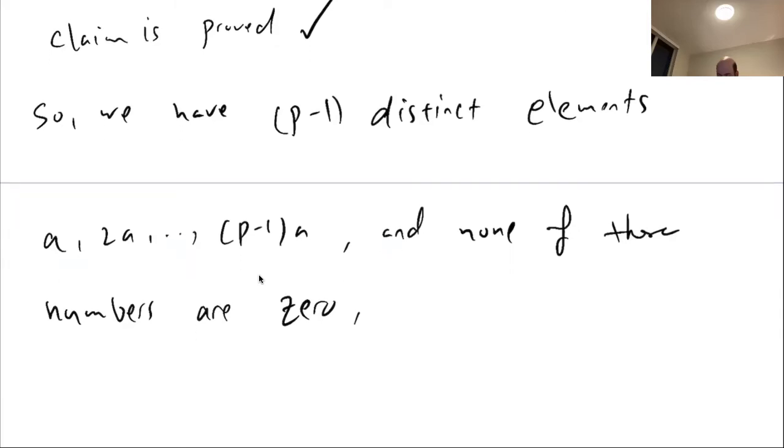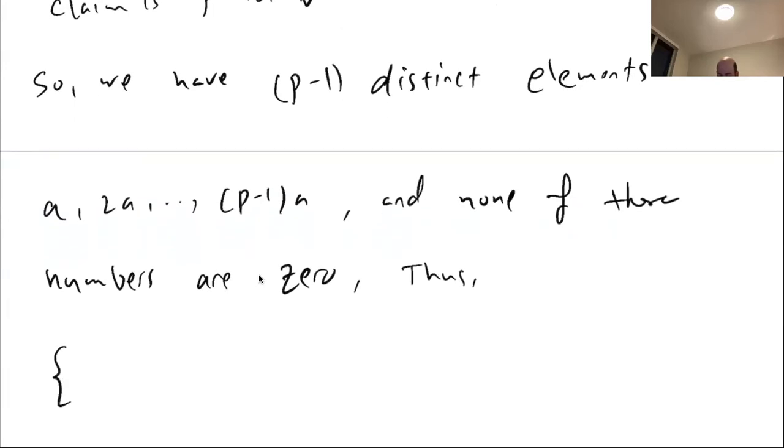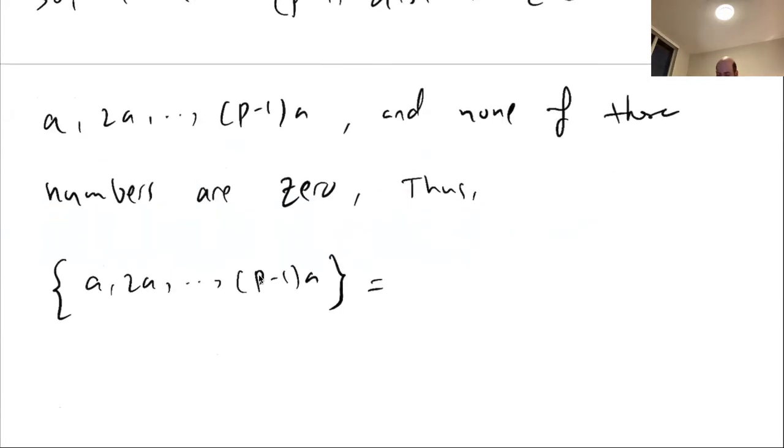So what does that mean? Thus, this set, a to p minus 1 times a, has p minus 1 distinct elements in Zp. But what is Zp? Zp is 0, 1 to p minus 1. So Zp has p elements, one of them is 0 and p minus 1 are non-zero elements. Right now I have p minus 1 distinct non-zero elements.